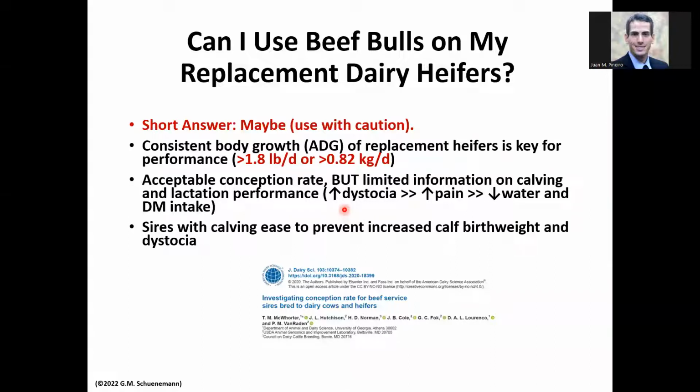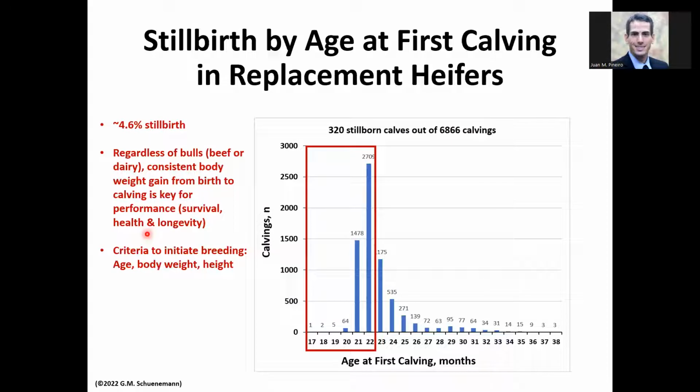So calving is an important component for heifers, right? If you want to use these in your replacement heifers, you gotta make sure your heifers are growing well, and then use sires with calving ease to prevent an increase in calf birth weight and dystocia, right? So here is an example for replacement heifers. The way we look at the data, these are all the calvings, almost 7,000 heifers here.